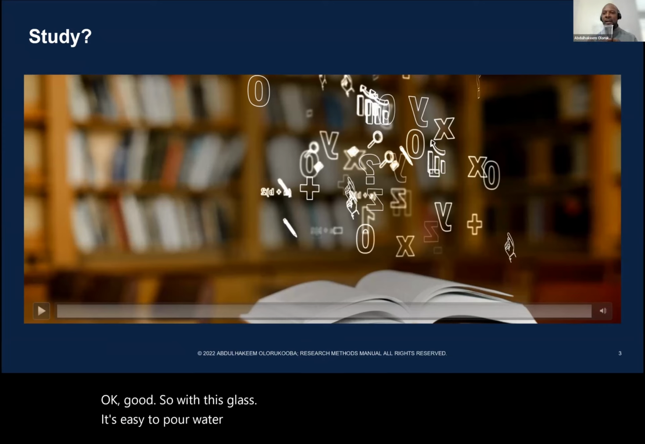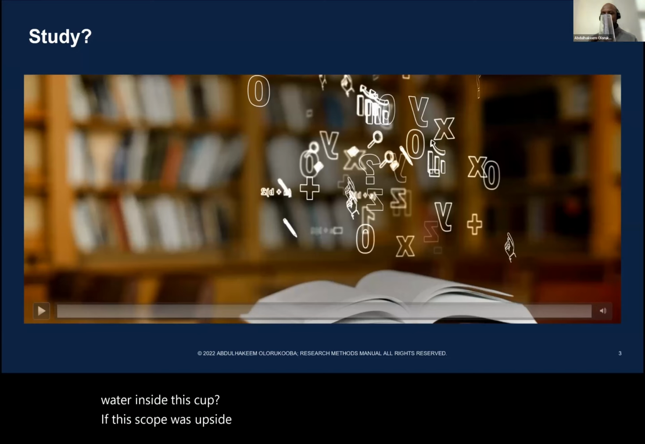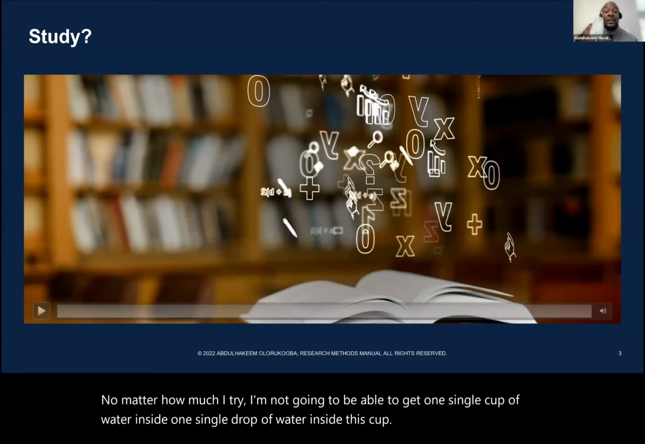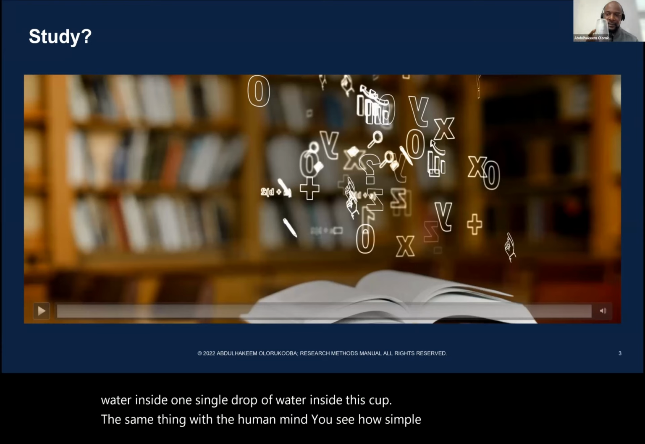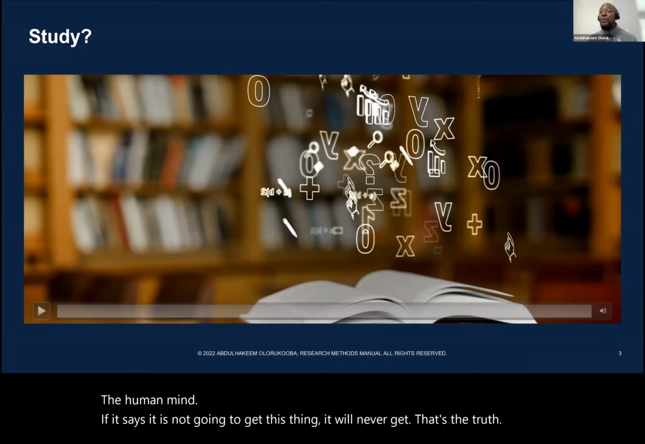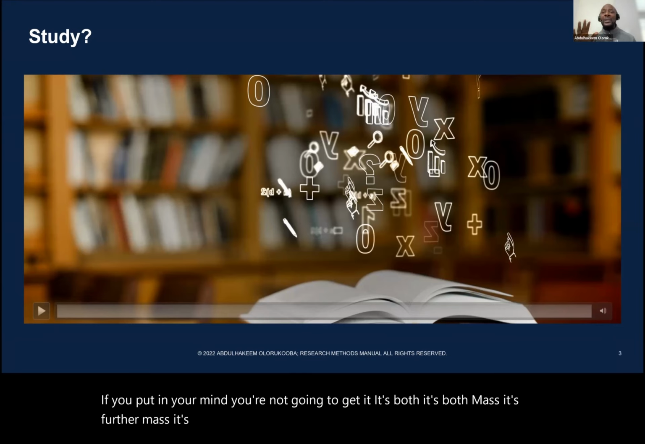But how easy is it to pour water inside this cup if this cup was upside down? No matter how much I try, I'm not going to be able to get one single drop of water inside this cup. The same thing with the human mind. You see how simple this cup is? The human mind is just like that. If it says it is not going to get this thing, it will never get it. That's the truth. If you put in your mind that you're not going to get it, whether it's maths, it's algebra, it's something, you're not going to get it. Nothing in this world will be able to explain it for you to get it.